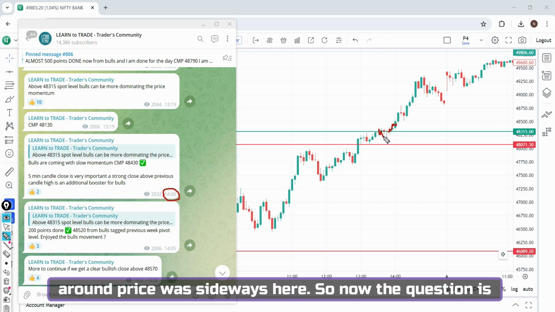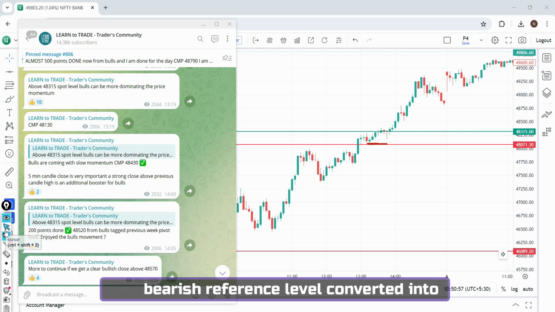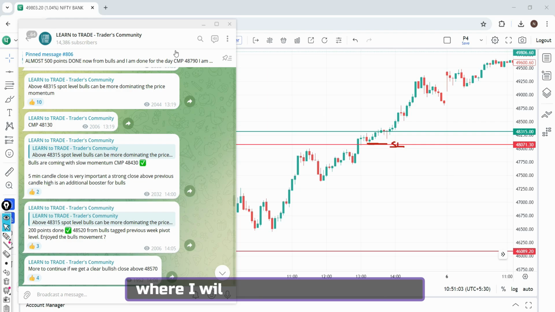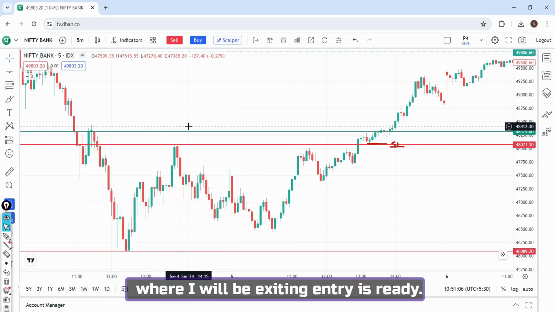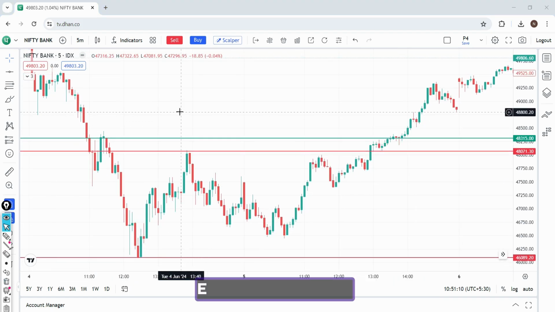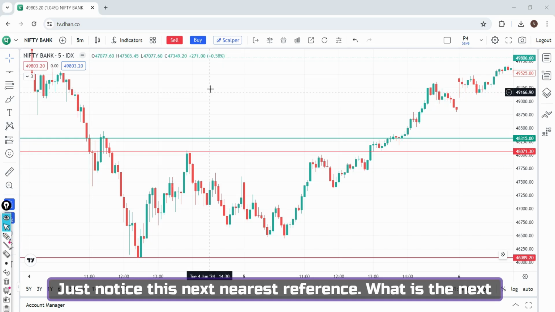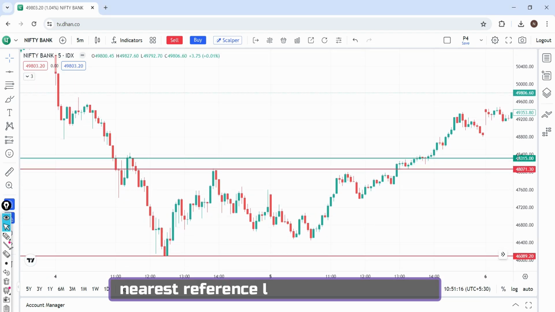Price was sideways here. So now the question is, where is my stop loss? Simple. My stop loss is here, this is where the bulls took support, right? The bearish reference level converted into bull support. Okay. And what is my target? Where will I be exiting? Simple rule. Entry is ready, my stop loss is ready. What is my exit rule? Exit rule is simple. Just notice the next nearest reference level. What is the next nearest reference level?